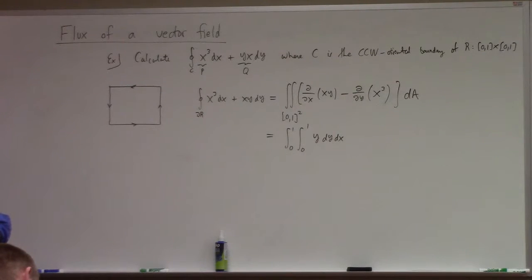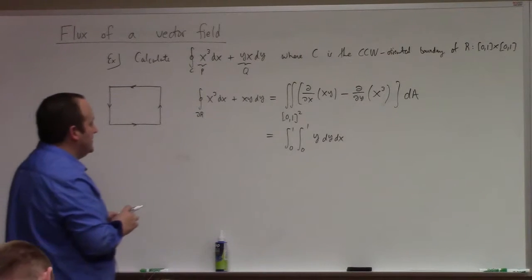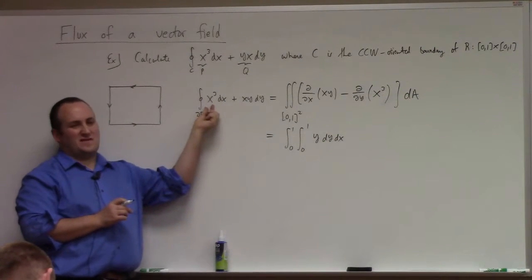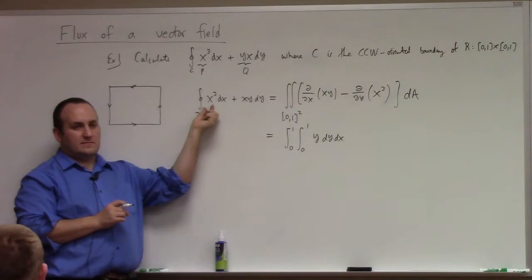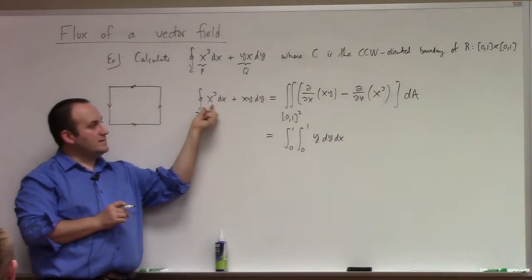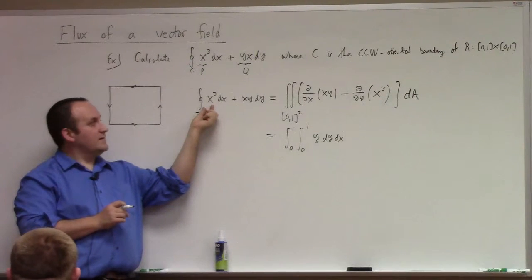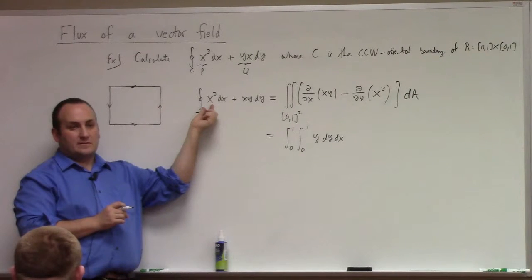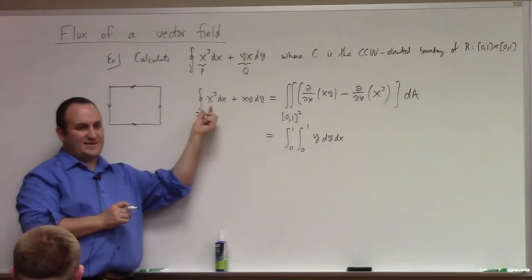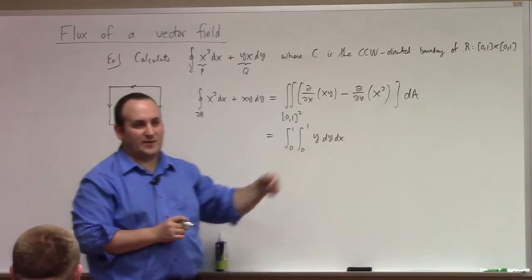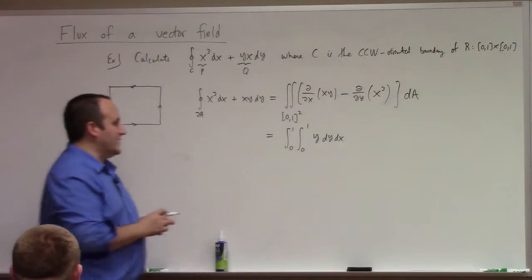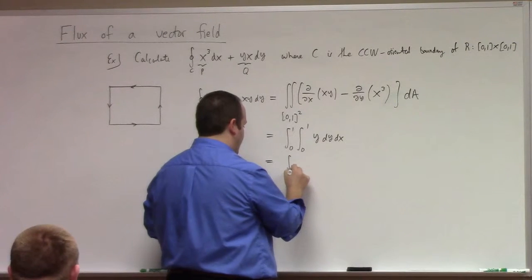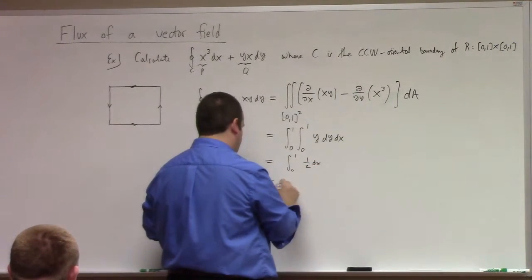There's so much you can see from this formula just looking at it. I can immediately see that if I took that vector field, I could add pretty much any function I want of x. It won't change anything, will it? Because it just gets differentiated with respect to y over here. But anyway, let's get back on track. So this is the integral from 0 to 1 of 1/2. So the answer is 1/2.